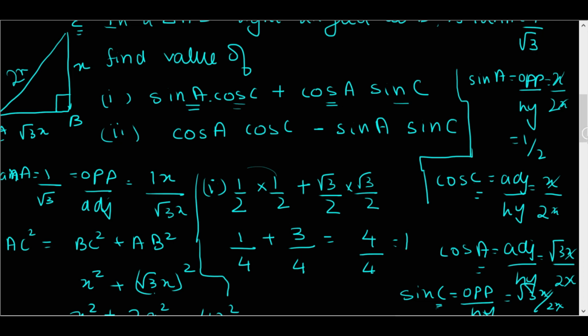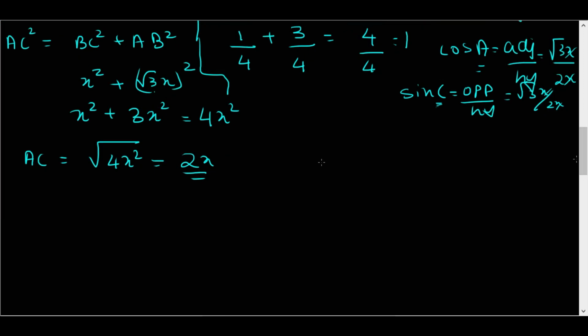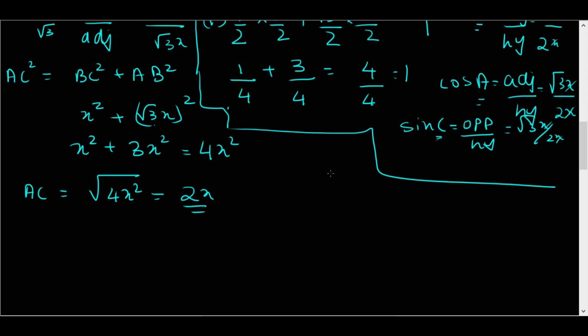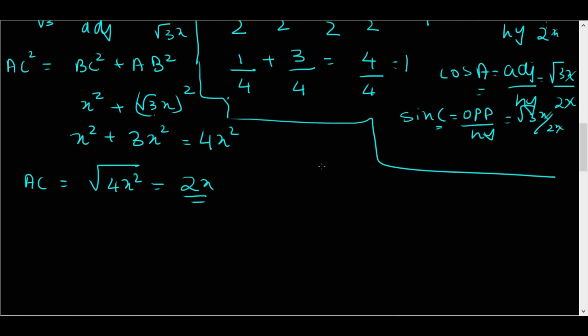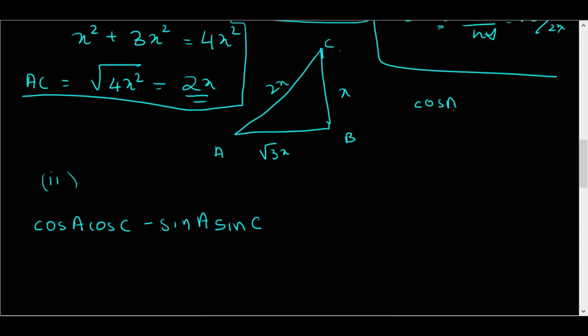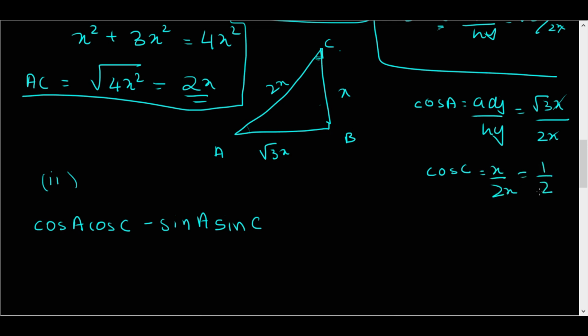Okay. What I'll do is, again, I'll redraw the diagram because it's kind of cramped over there. So again, I will take my triangle here. So this is the question and I've redrawn the diagram here. So cos A. Cos is adjacent by the hypotenuse with respect to A. So adjacent with respect to A is root 3. So this would be root 3x by 2x, that's root 3 by 2. Cos C is adjacent by hypotenuse with respect to C. So that would be x by 2x, which would be half.